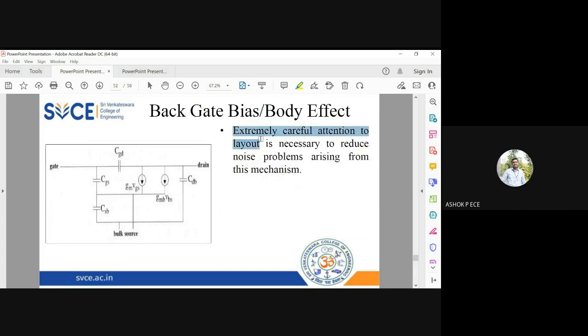An extremely careful layout is necessary to reduce noise arising from this mechanism. So only through proper fabrication methodology can you overcome the problems arising because of backgate bias or body effect.